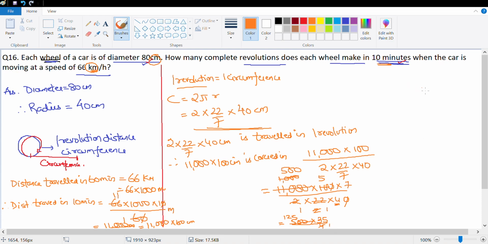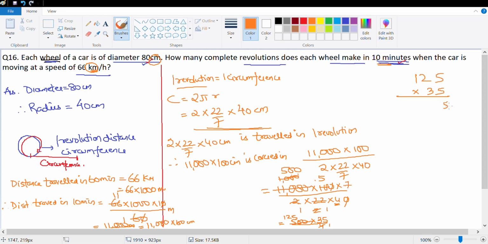Let's see if my answer is correct. 125 into 35. Let's just check. We divided by 11, 11 1000, 11 22, 0 got cancelled. So I had 2 with 5, this 2 was 500. So I have 500 into 5 into 7 and 4 in the denominator. Perfect, my answer is correct till now.